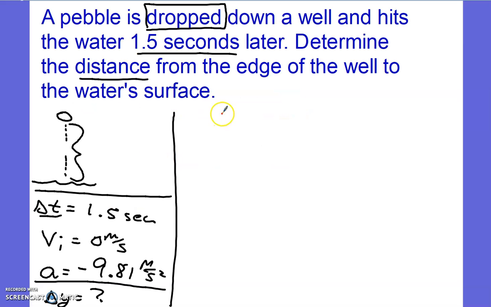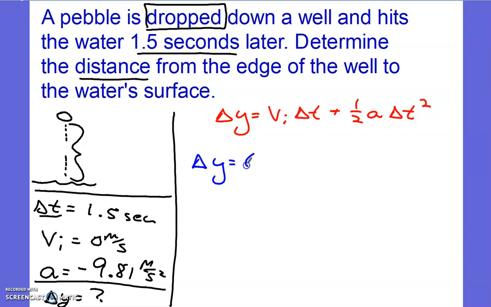Now we write down that equation. We have delta y equals the initial velocity times the time plus half the acceleration times the time squared. At this point, we put in our values. Our initial velocity is 0. Our time was 1.5. And our acceleration, as always, is negative 9.81. Make sure you always put in the negatives whenever you write your numbers in your formula.